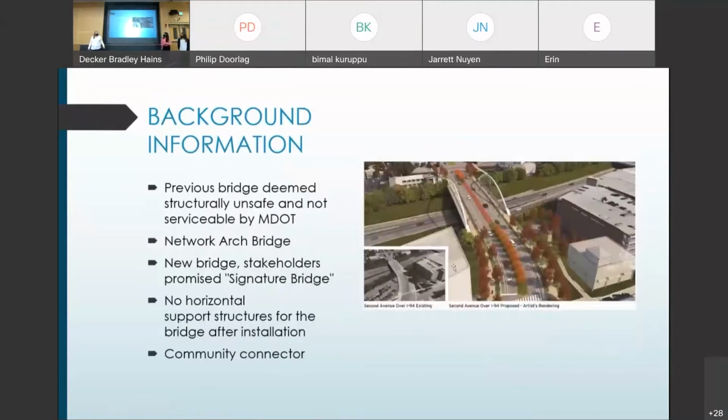The previous bridge was constructed in the 1960s and was deemed structurally unsafe and no longer serviceable by MDOT. The new bridge is a network arch bridge and will be the first of its kind in the state of Michigan. The stakeholders have promised a signature bridge, so there is no horizontal support between the arches. This bridge will also act as a community connector between Wayne State University and downtown Detroit.